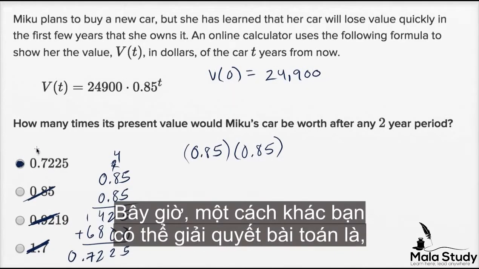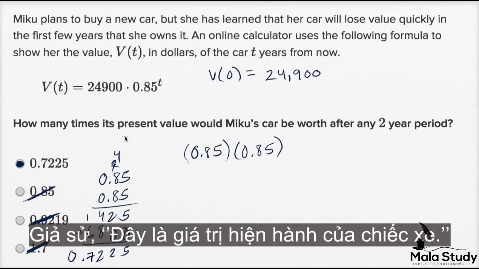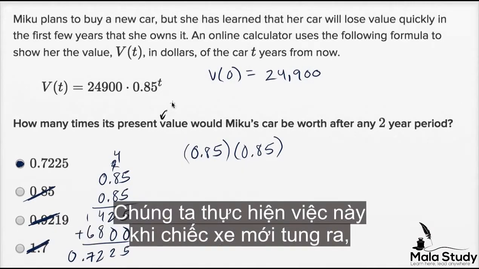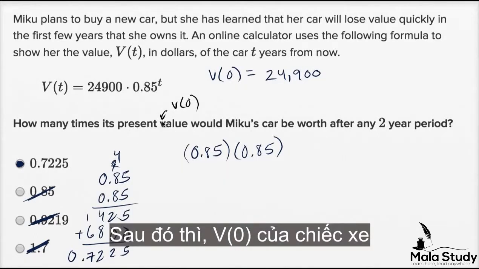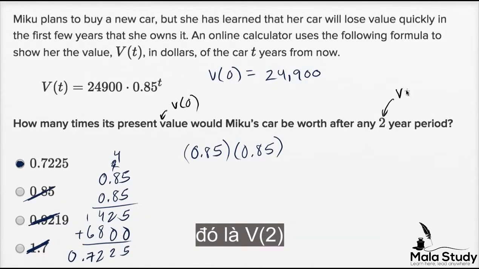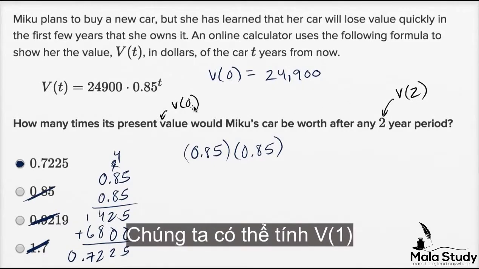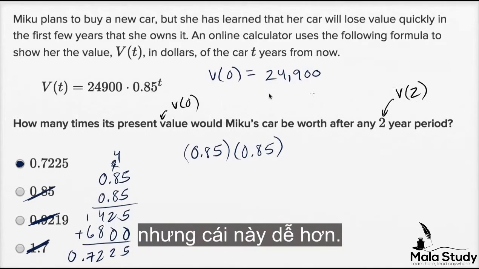Now another way that you could tackle it is you could do something a little bit more sophisticated. You could say, okay, let's say its present value, it's new. We're just doing the car right when it's brand new, so it's V of 0. And then how many times V of 0 would the car be worth after 2 years? So this could be V of 2. We could have done V of 1 in comparison to V of 3 or V of 10 in comparison to V of 12, but this is just going to be easier.